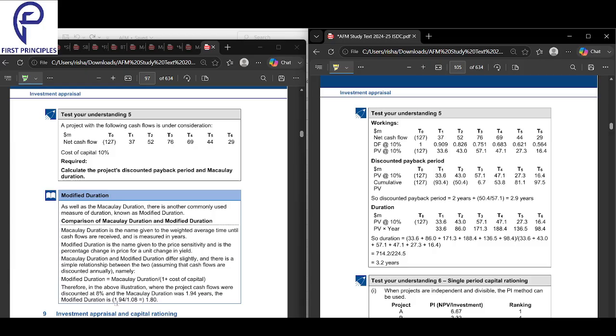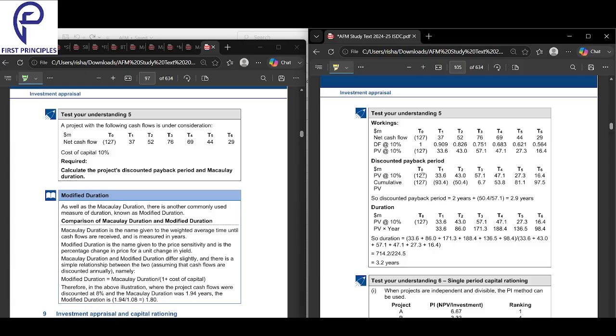So when you look here, you have the net cash flows. As you know, for discounted payback you need discounted cash flows. You can't use normal or net cash flows. You have to first discount the cash flows. So discount at 10%. You've discounted the cash flows and you got the present value of the cash flows.